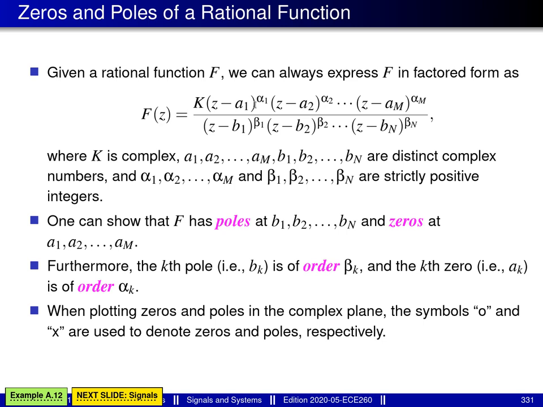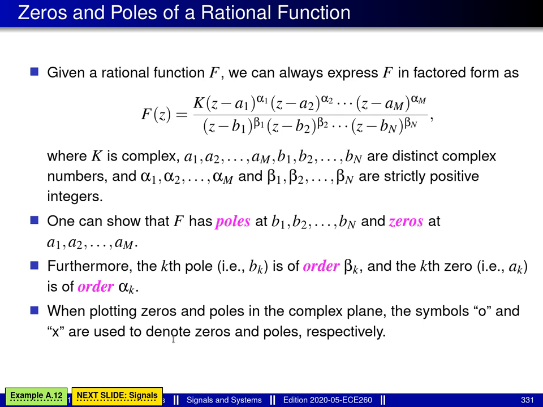And then the significance of these other constants, alpha 1 and alpha 2 up to alpha m, these are the orders of the zeros. So the 0 at a1 is of order alpha 1. The 0 at a2 is of order alpha 2, and so on up to the mth 0 at am, which has order alpha m. And then correspondingly in the denominator you have a similar pattern. So the pole at b1 has order beta 1, the pole at b2 has order beta 2, and so on up to the pole at bn, which has order beta n.